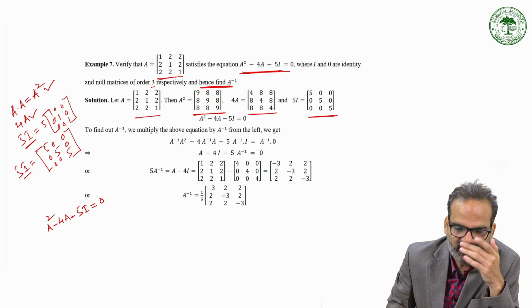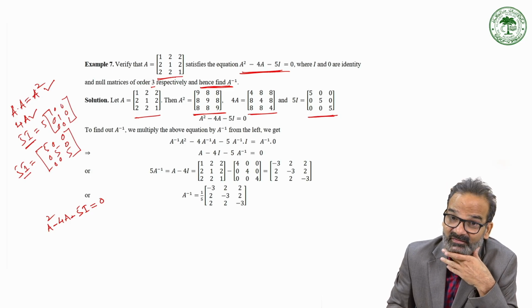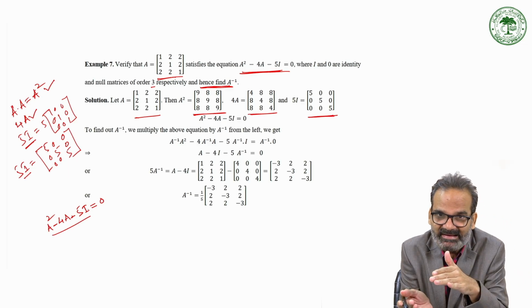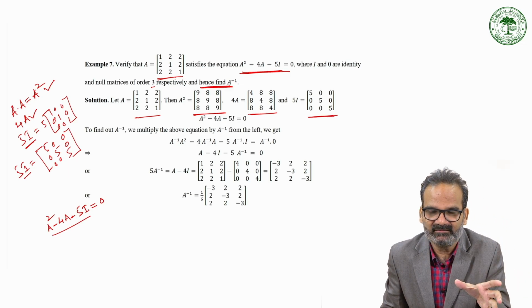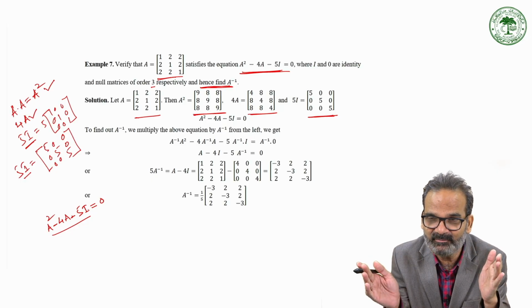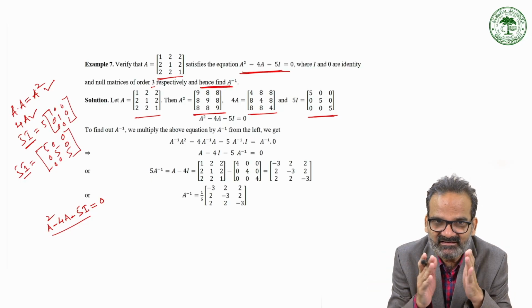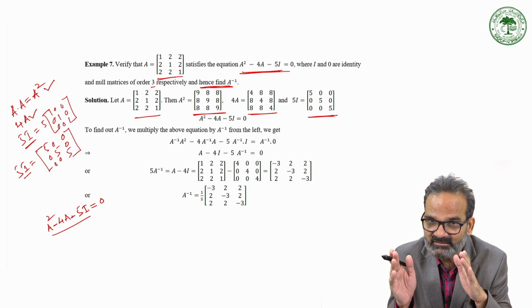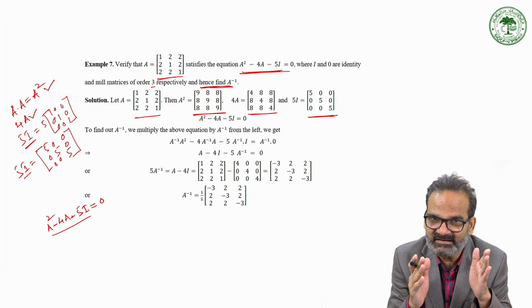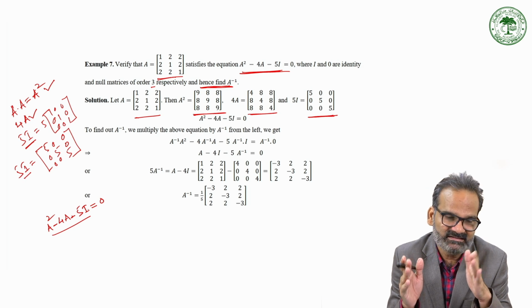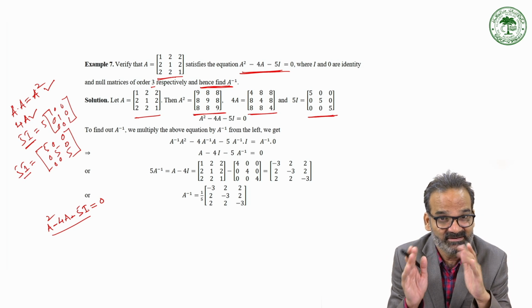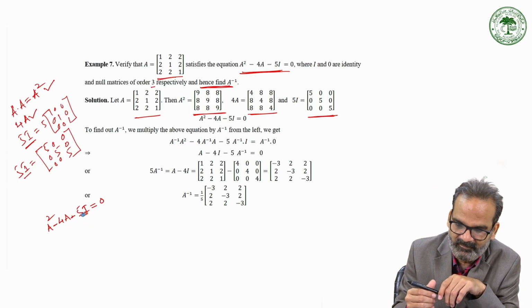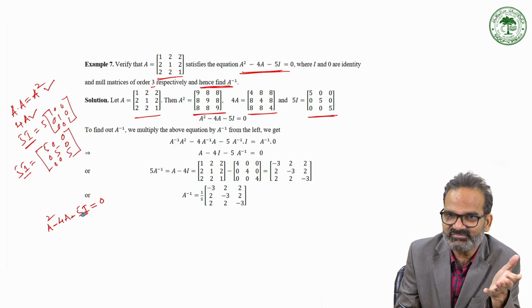Now, what we want to calculate is A inverse, right? So what we will do, we will multiply this equation by A inverse from its left side. See, the side, left and right, is very important because matrix multiplication is not commutative. AB is not always equal to BA. So the position of the matrix in a matrix equation is very important, whether it is at the left hand side or right hand side. Be careful. So we will multiply this equation A square minus 4A minus 5I by A inverse from its left hand side.